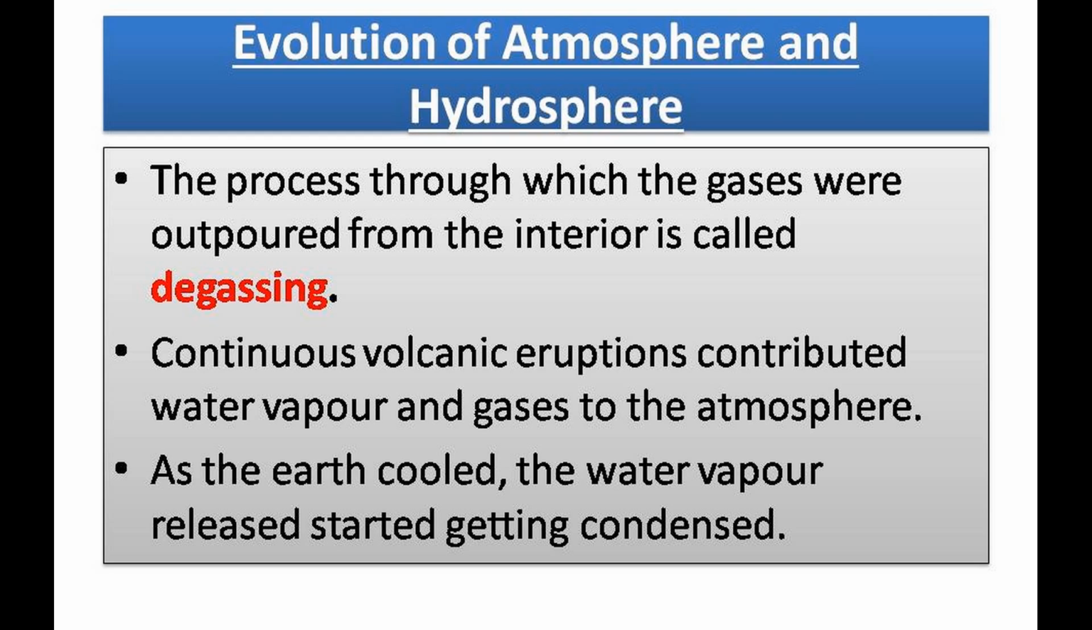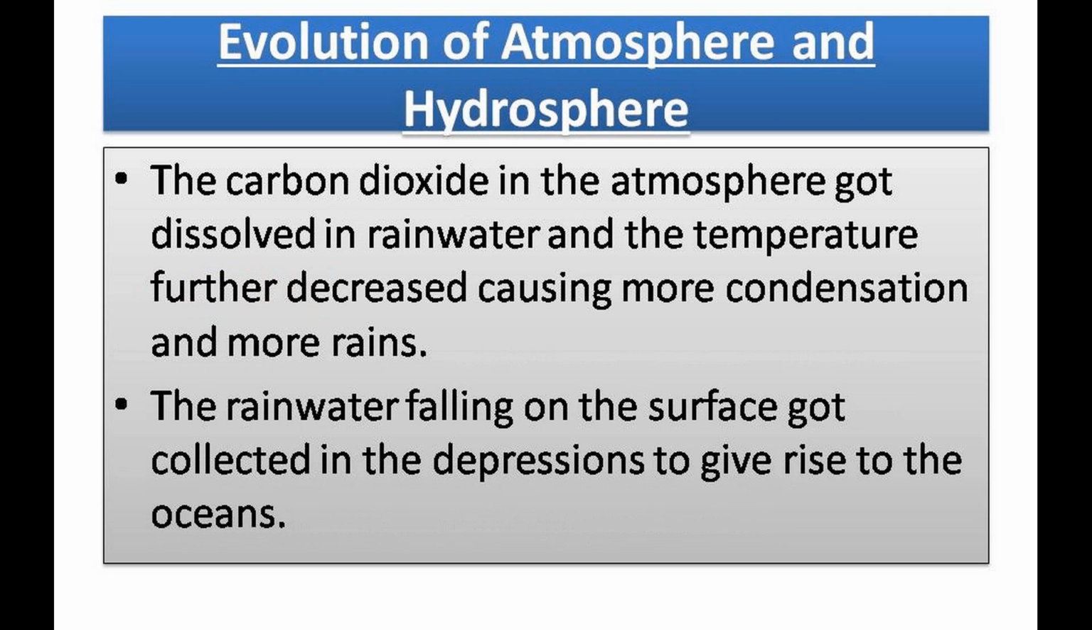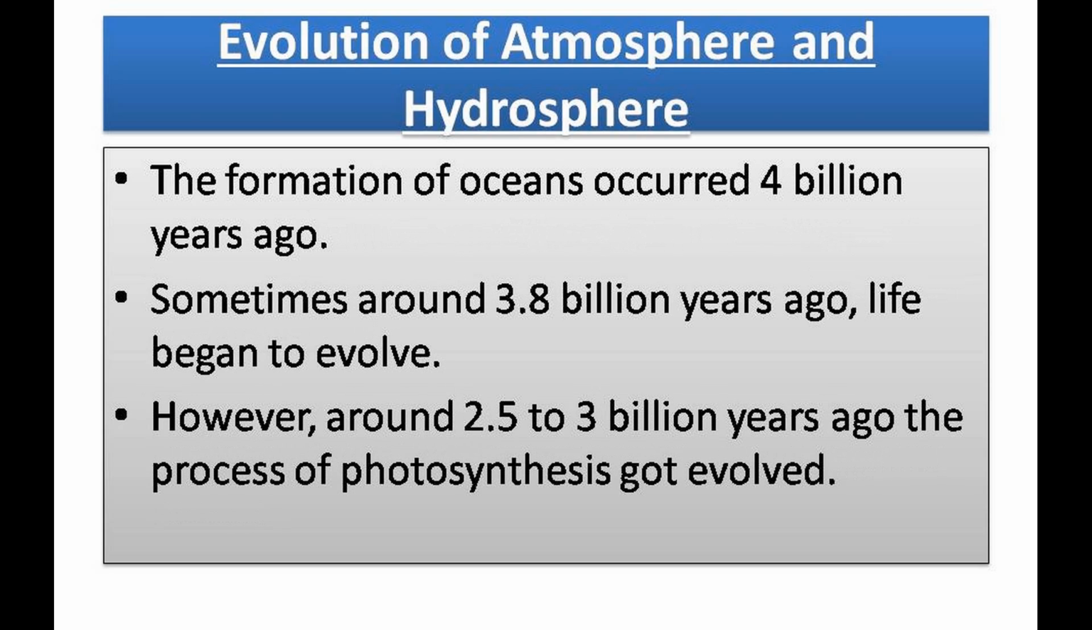Continuous volcanic eruptions contributed water vapor and gases to the atmosphere. As the Earth cooled, the water vapor released started getting condensed. The carbon dioxide in the atmosphere got dissolved in rainwater and the temperature further decreased, causing more condensation and more rains. The rainwater falling on the surface got collected in the depressions to give rise to the oceans. The formation of oceans occurred 4 billion years ago.